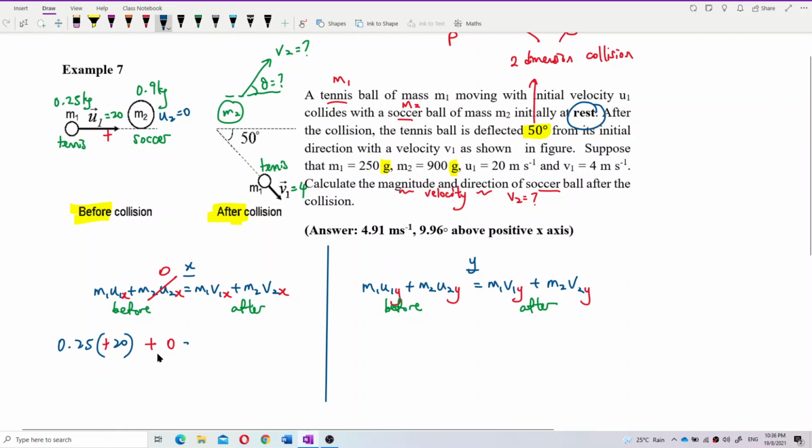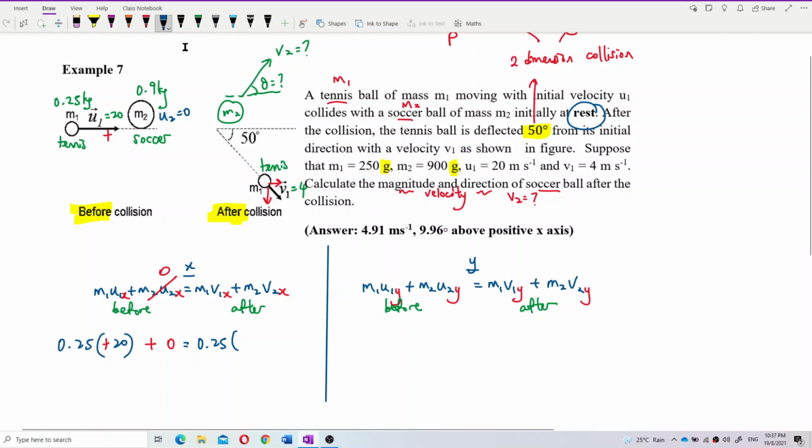Okay, so let's continue. Now look at after collision. Just look at the x component, the x component of velocity. Okay, look at the M1 tennis ball. The mass is still 0.25 kilogram. Now look at V1x. For V1x, we want only the x component. So you look here, V1 has two components. It has the x component and also the y component. You see that?